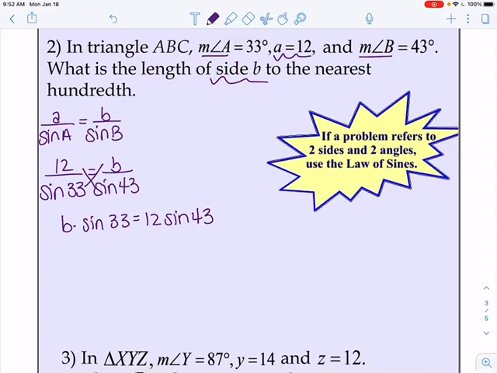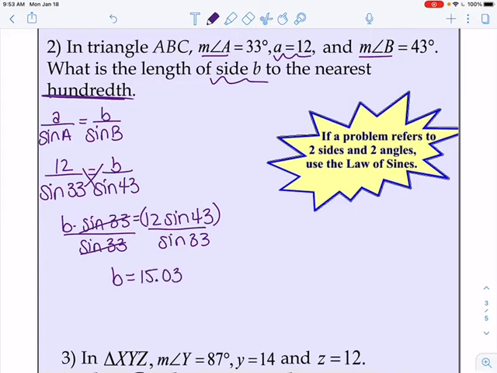And the same thing that we just did before, we're going to divide both sides by the sine of 33 in order to get our final answer. Those will cancel on the left, leaving you with B on the left-hand side. Again, when you chuck this into the calculator, please, please, please put that numerator into a set of parentheses. So 12 times the sine of 43, end your parenthesis, then do the divide by 33, and then hit enter. Again, this is asking to the nearest hundredth, so we need 2 spots after the decimal. So this is going to be 15.03.